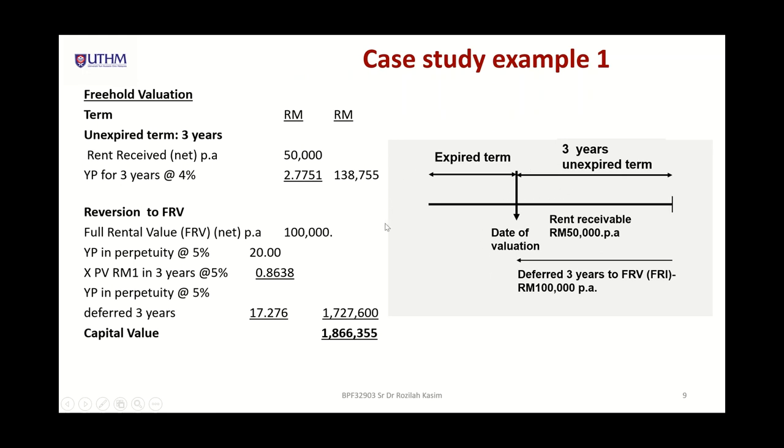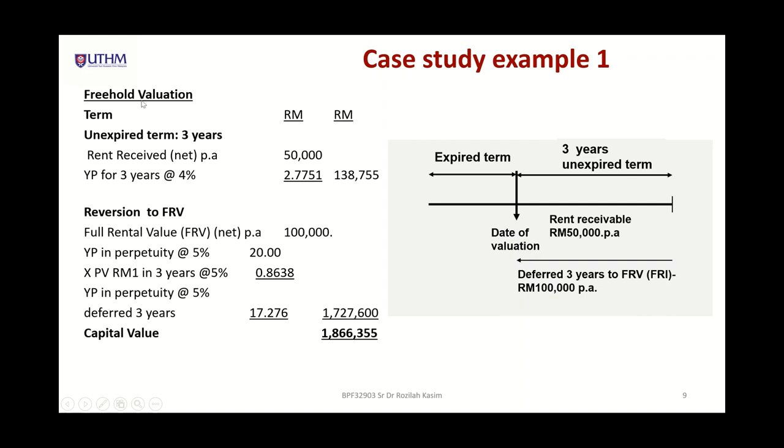So this is the diagram for the lease term for this question. At the date of valuation, we can find out that they still have the 3 years unexpired term before reaching the end. For the next 3 years, the landlord receives 50,000 per annum. And when we check in the market, the same type of property is let at 100,000 per annum. However, the landlord only can enjoy this amount of rent, market rent, after the tenancy ended, which is deferred 3 years to the date of valuation.